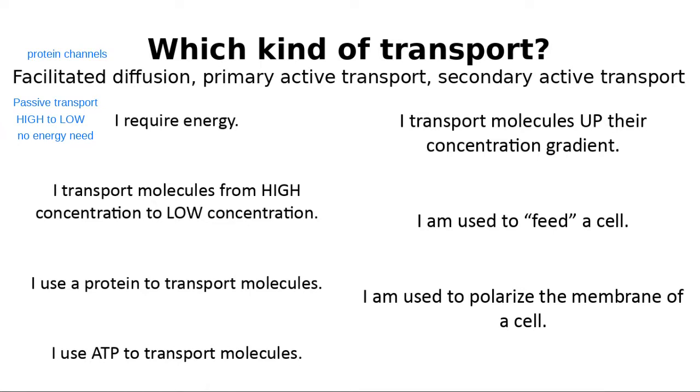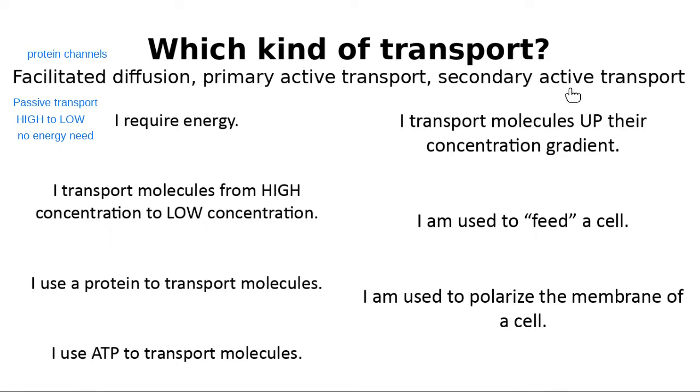to make this happen. Because if you split its name in half, facilitated refers to my protein facilitator, and diffusion means I'm taking stuff from high to low. Or diffusion means I don't have to do energy to do this. So facilitated diffusion, that's my only one on this list. That's passive transport. Otherwise, we've got our two kinds of active transport.